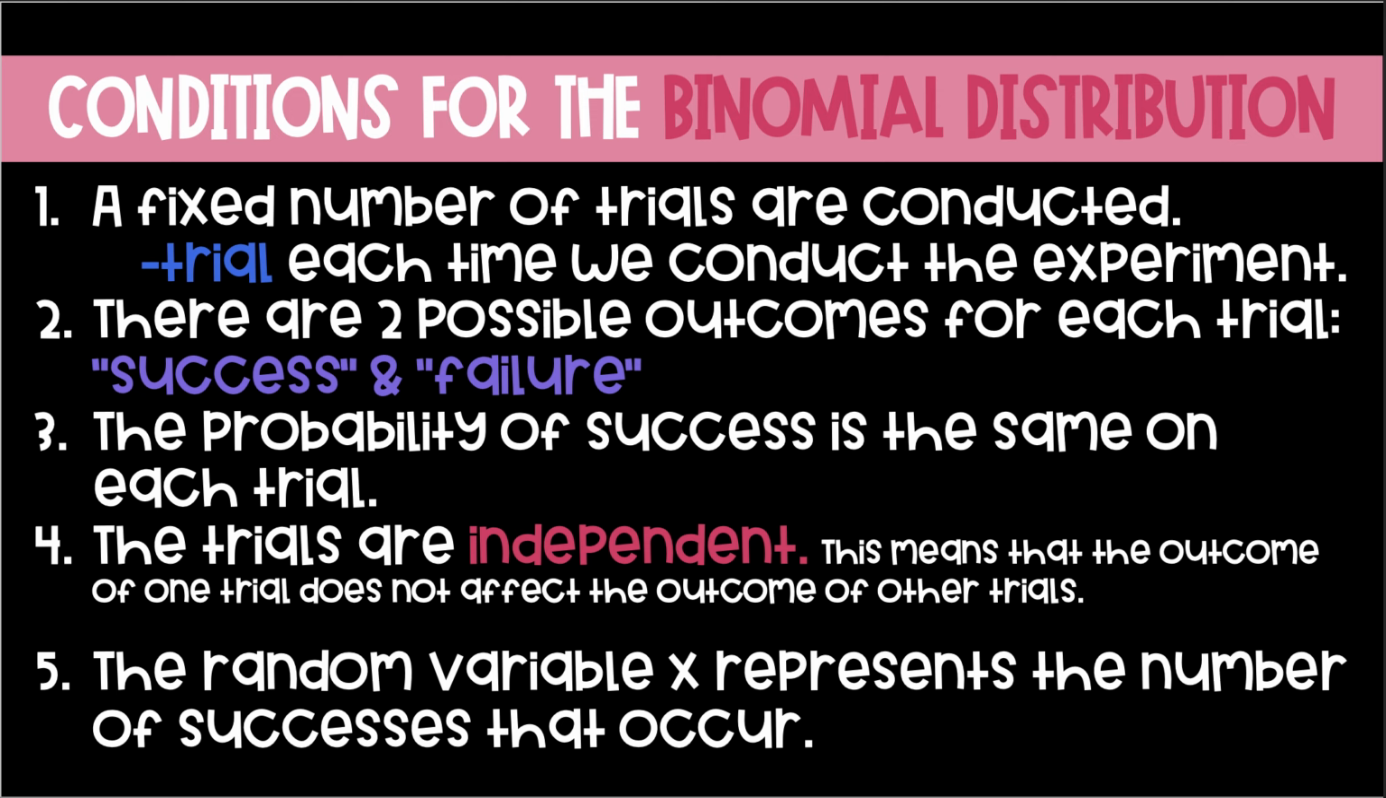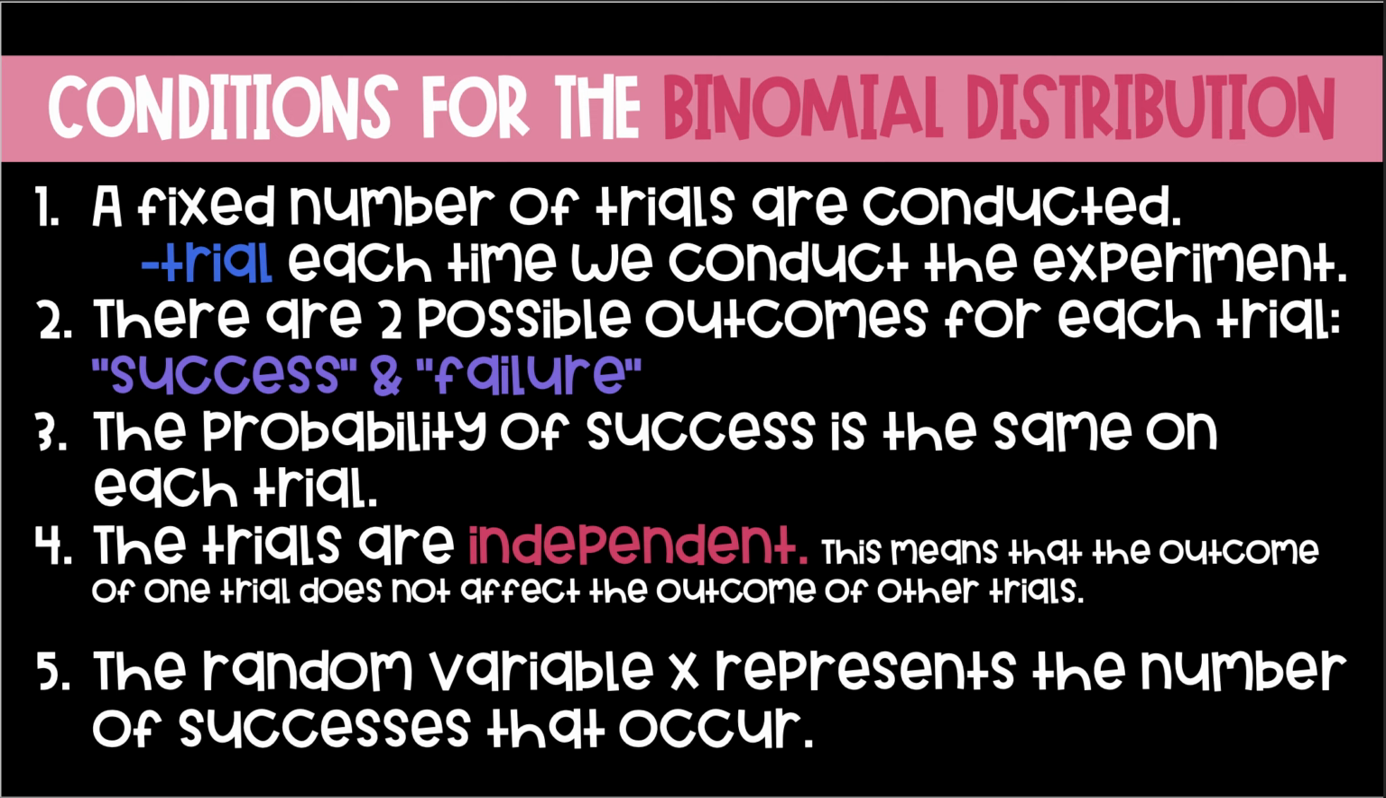There are two possible outcomes for each trial. We have either success or failure. In this case, success does not necessarily represent something favorable or desirable. It's just what we're looking for. The third condition is that the probability of success in each trial is exactly the same. The trials are all independent from each other. The outcome of one trial does not affect the outcome of any of the other trials.